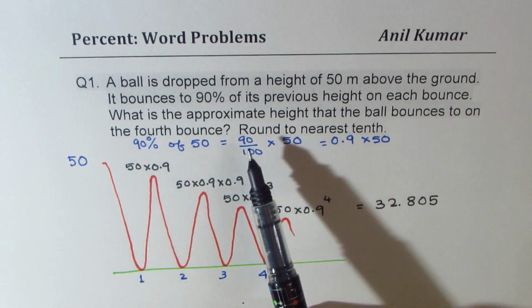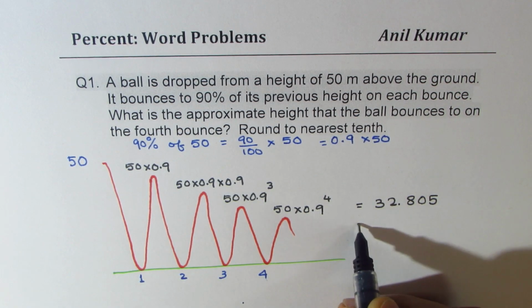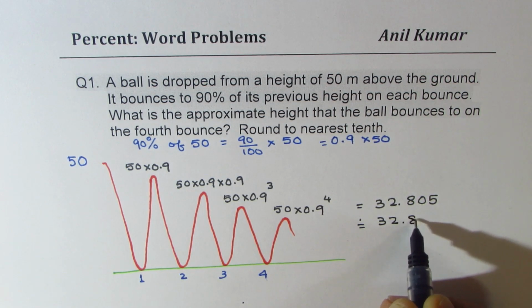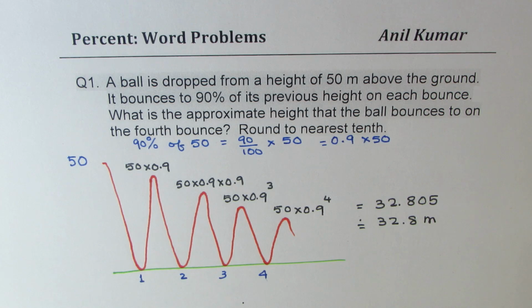We need to round our answer to nearest 10th. So 10th place is the place after the decimal. So it is equal to 32.8 and the units are in meters. So that is how you're going to answer this question.